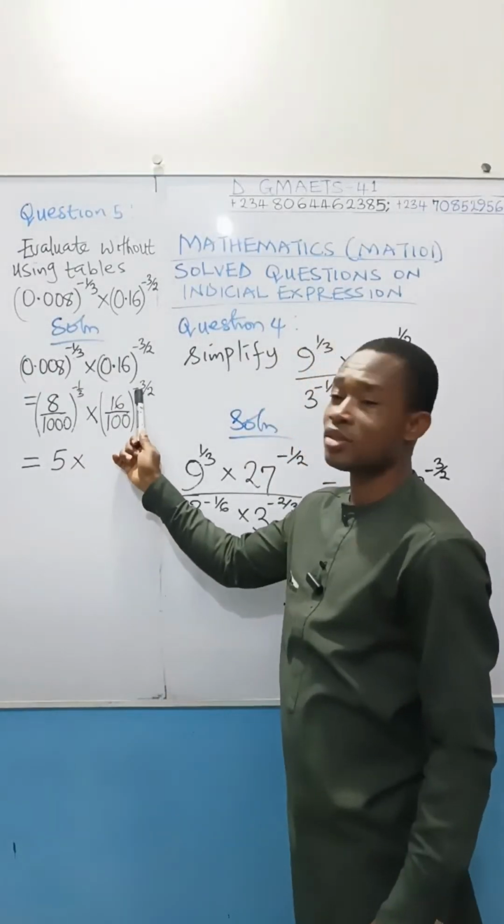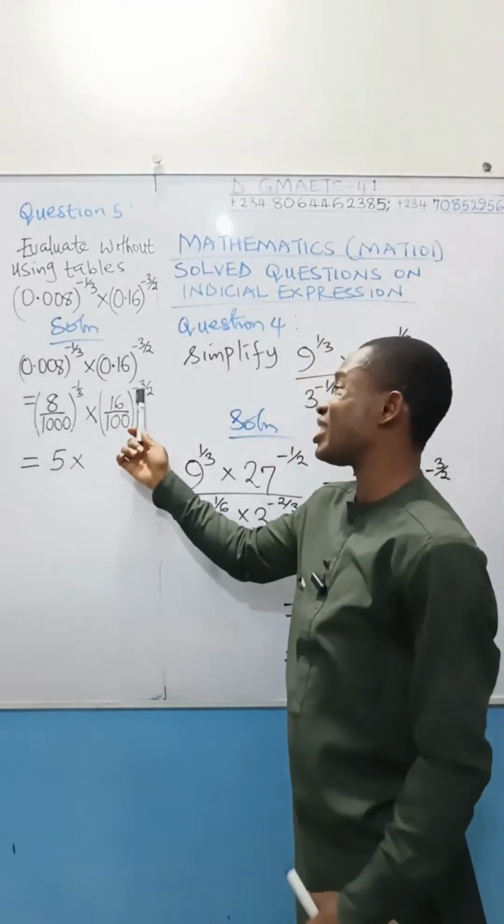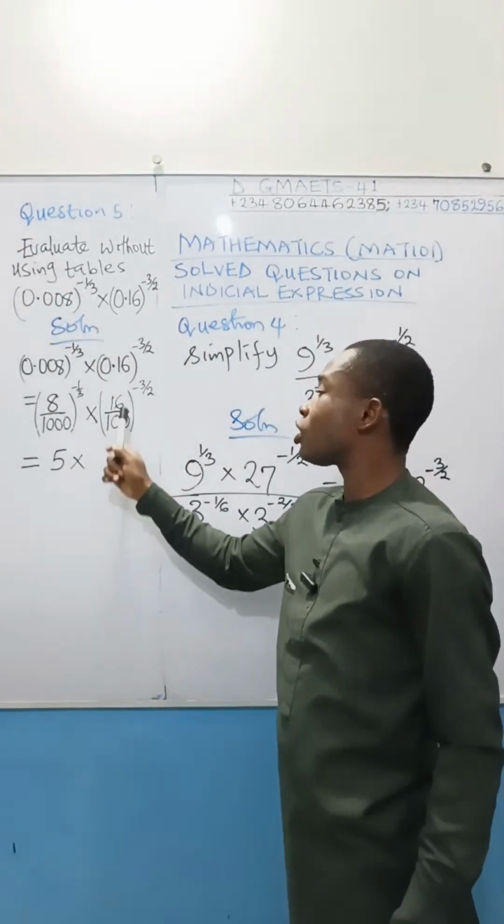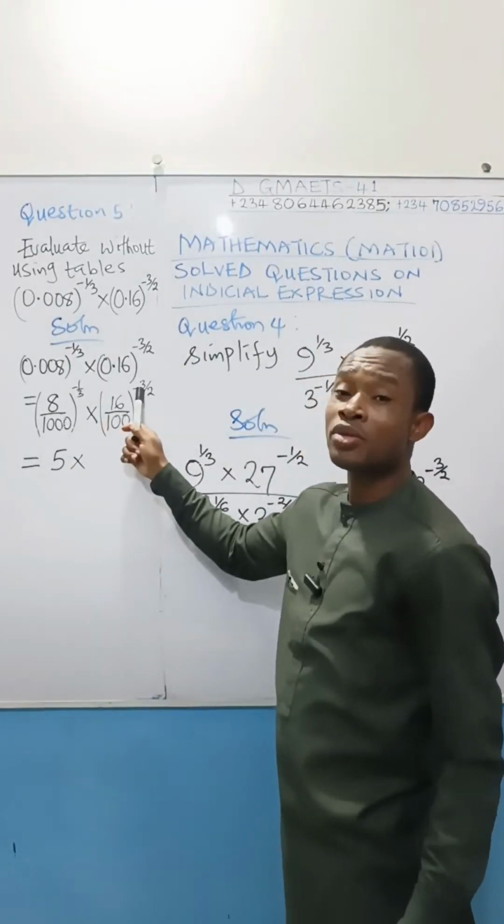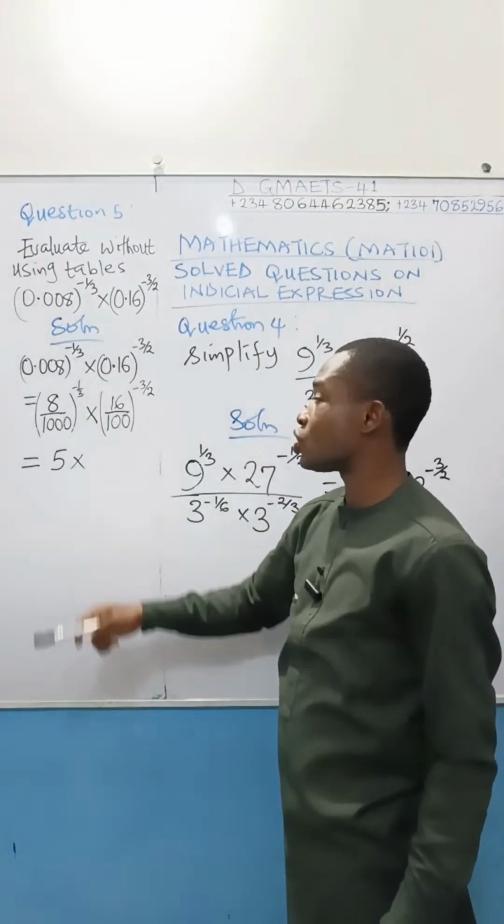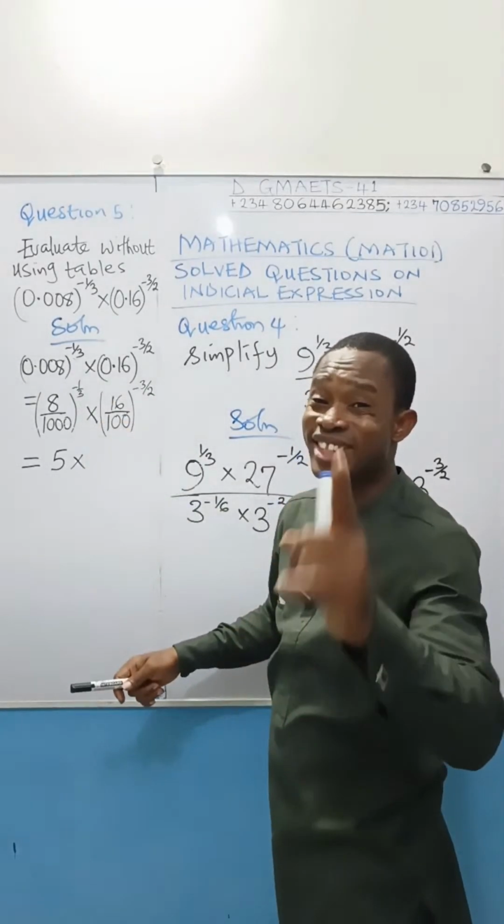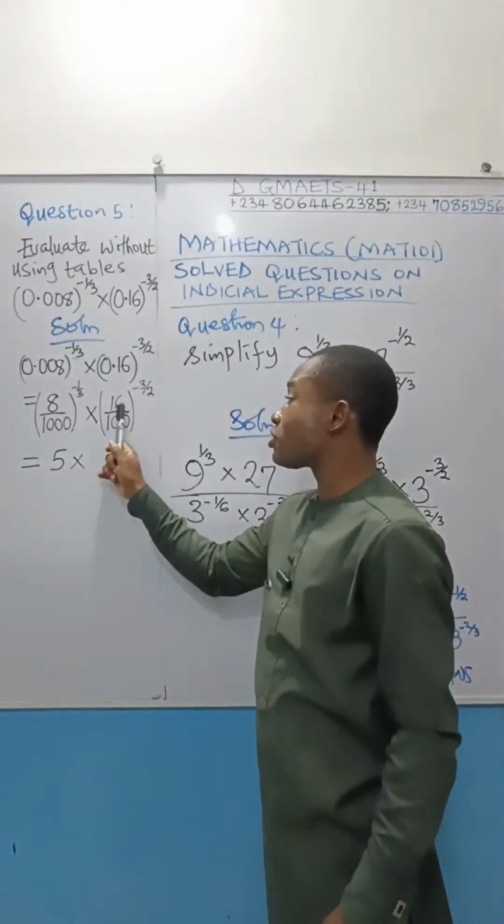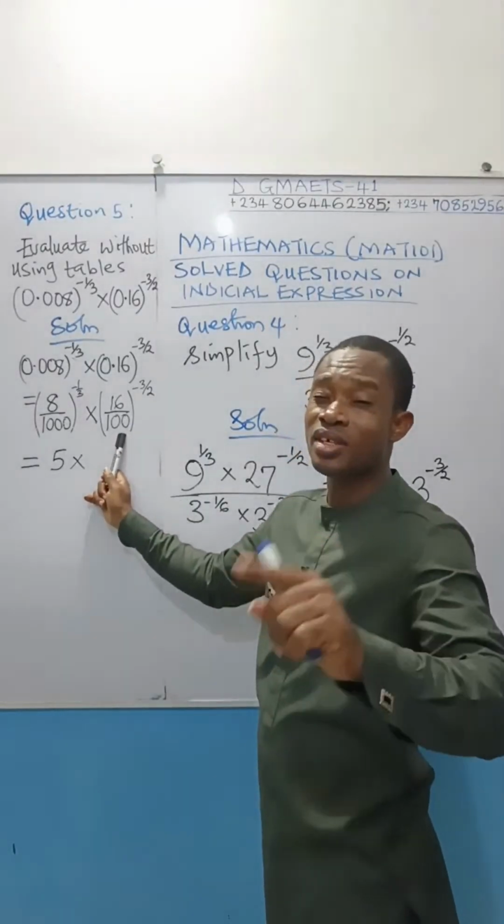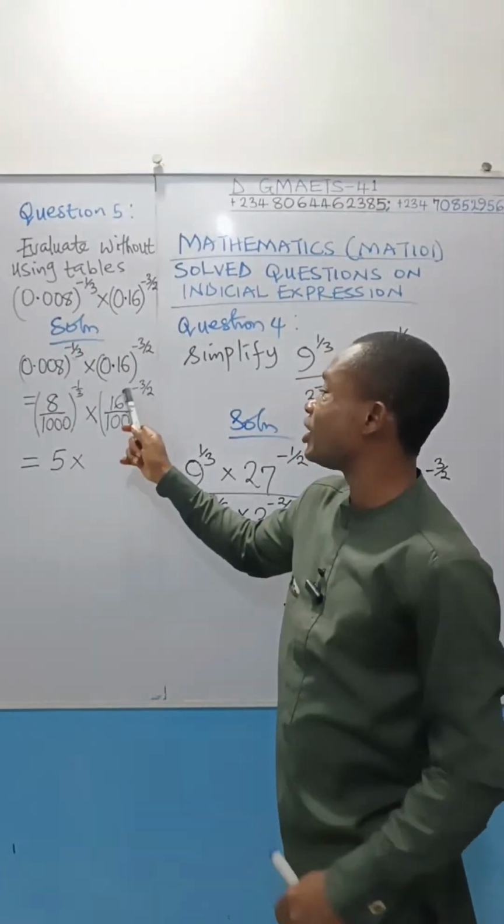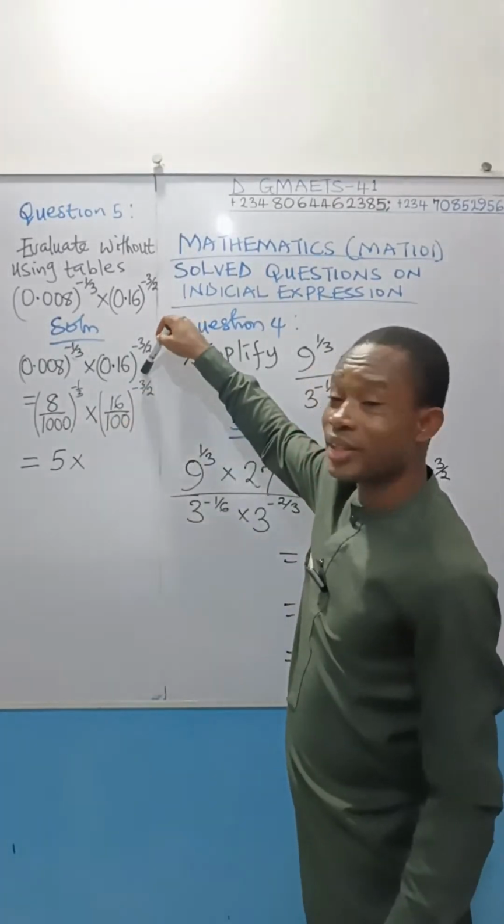Then, repeat the same thing here. Remember, for this minus to disappear, because this is a negative index, 100 will go up, 16 will come down. This minus will disappear to become positive 3 over 2. Then find the square root of 100, which is 10. Find the square root of 16 in the denominator, which is 4. But take note that this whole term will be raised to power 3.